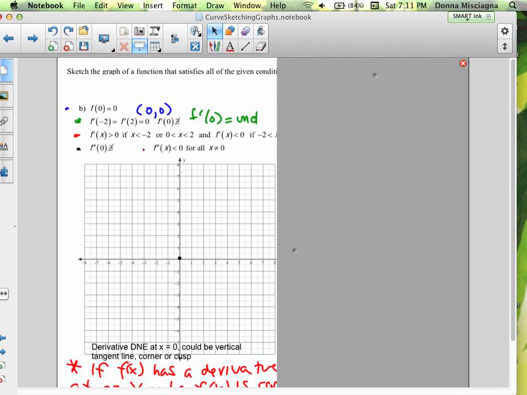All right, so now think about it. We remember why the first derivative would be undefined, right? There's either a corner, there's a cusp, or there's a vertical tangent.